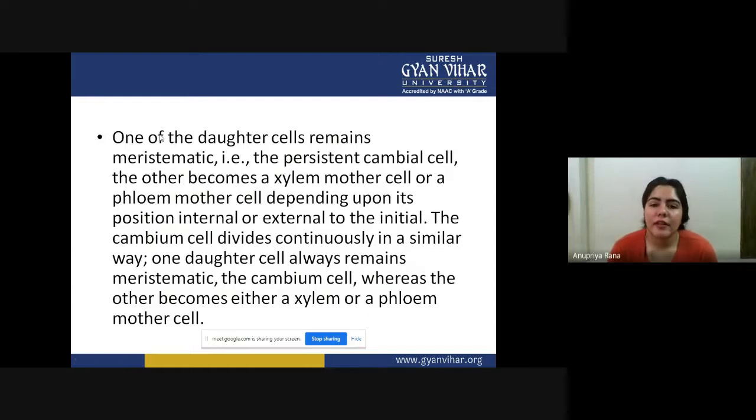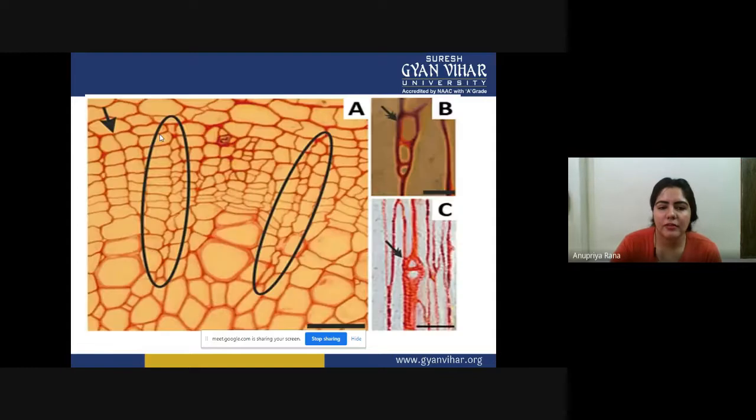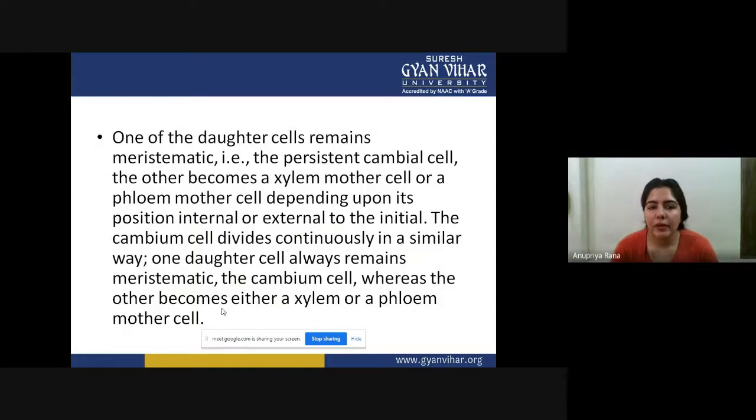One of the daughter cells remains meristematic. Now, when they divide tangentially, suppose this is a cell and it divides upward, one above and the second below. This is called the tangential division, and it happens inside the cambium. What happens in that case? One of the daughter cells remains meristematic, and the persistent cambial cell becomes a xylem mother cell or a phloem mother cell, depending upon the position internal or external to the initial.